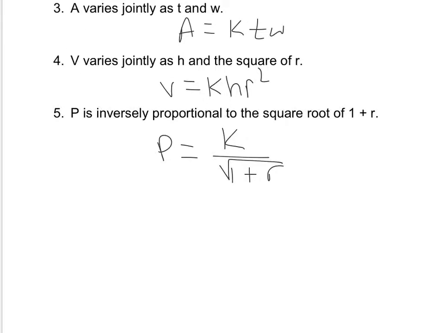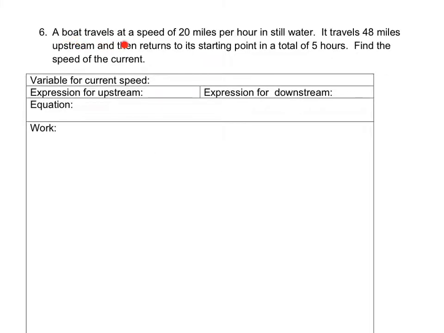So let's move on. All right, it says a boat travels at a speed of 20 miles per hour in still water. It travels 48 miles upstream and then returns to its starting point in a total of 5 hours. Find the speed of the current. Okay. So the variable is x. Going upstream means going into the current. So it's not helping you, it's hurting you. So that's your speed minus the current. Downstream is with the current, so your speed plus the current speed.